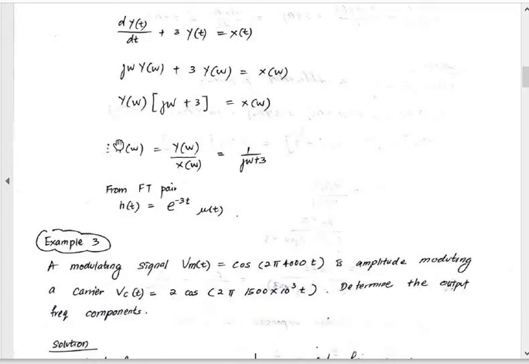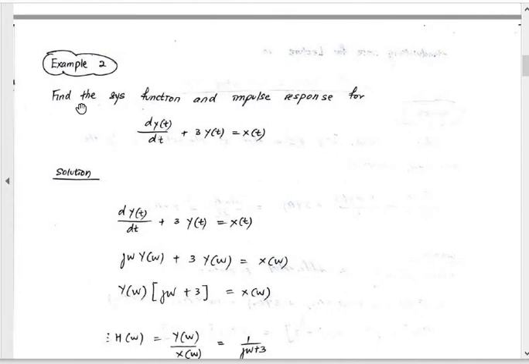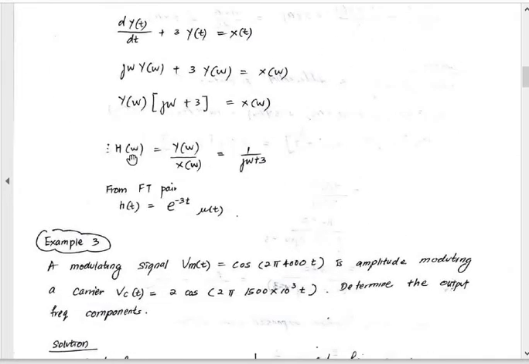You get H(ω) equal to Y(ω) over X(ω), that is equivalent to 1 over (jω + 3). Because you need to find the impulse response, that is how we solve the question. If you look at the question, it is find the system function, and the system function refers to H(ω). The impulse response is h(t). One is in the frequency domain, another one is the time domain. Okay, you change using the inverse Fourier transform, you get h(t).